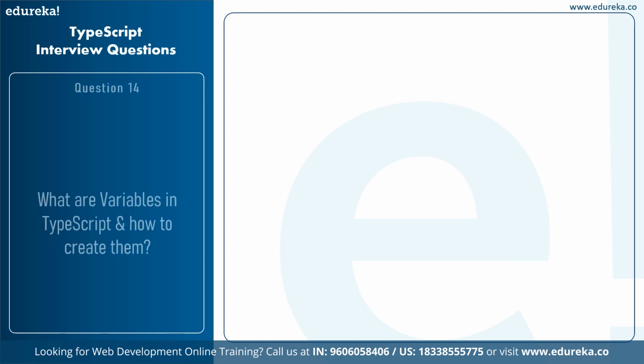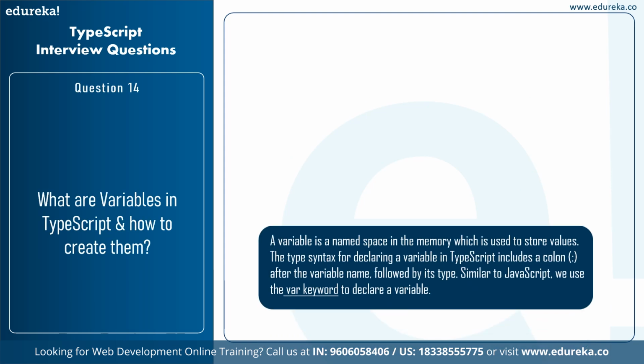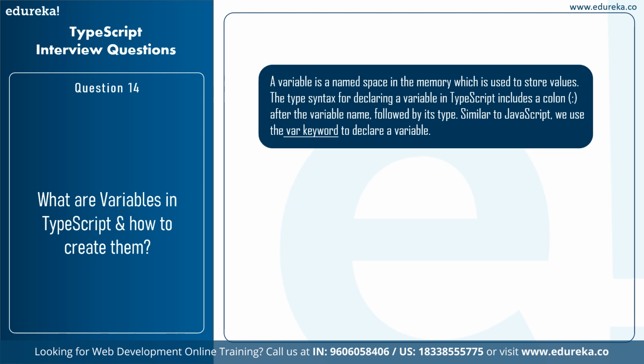The next question is, what are variables in TypeScript and how to create them? Now a variable is a named space in the memory which is used to store values. The type syntax for declaring a variable in TypeScript includes a colon after the variable name followed by its type. It is similar to JavaScript, and we use the var keyword to declare a variable.